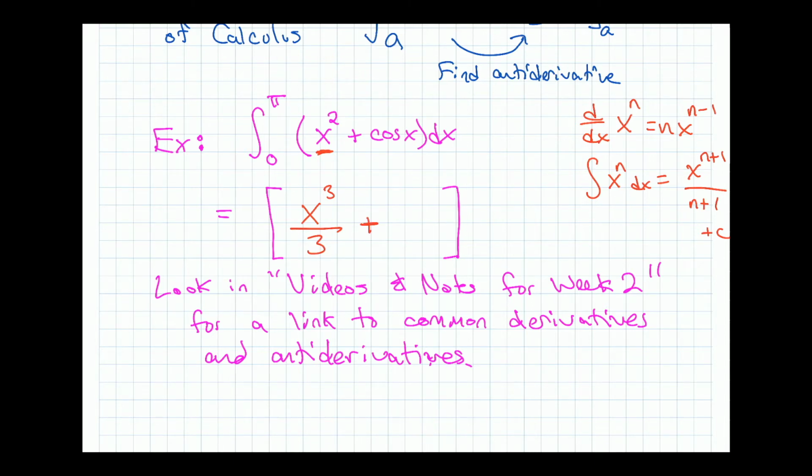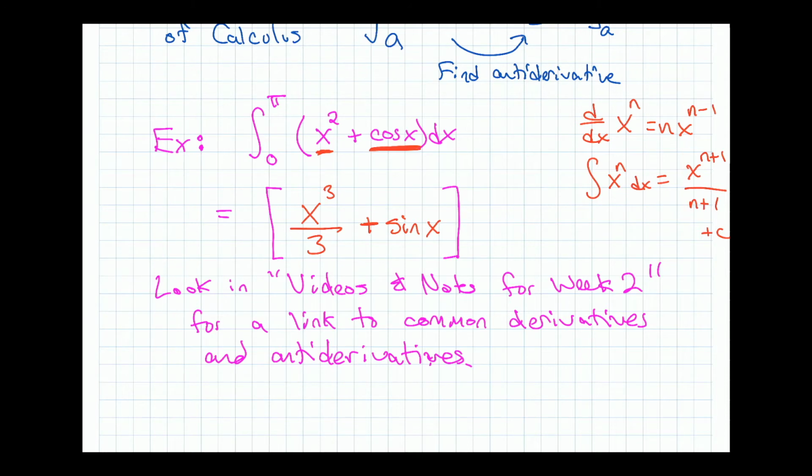Okay, now you need the antiderivative of cosine x. Now, remember, it's the antiderivative of cosine, not the derivative. The derivative of the cosine function is negative sine x. The antiderivative of cosine is positive sine x.